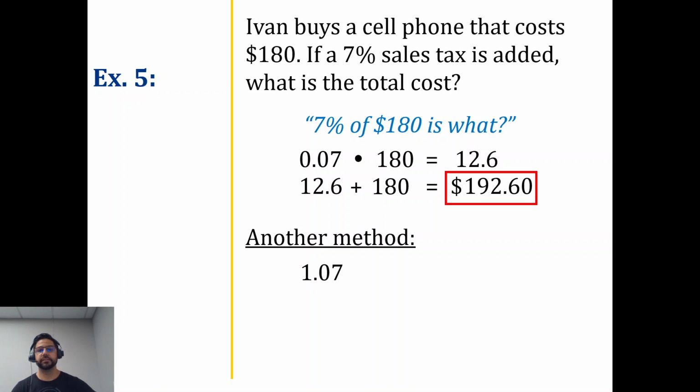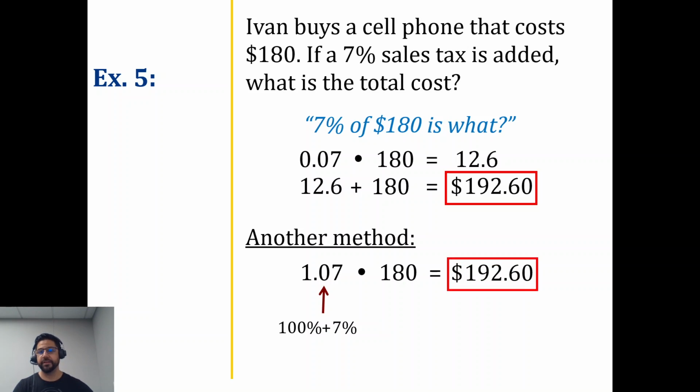Another method. The 7% added on to the original price was really 107%, so 1.07 multiplied by the 180. That'll still give you 192.60. So I personally prefer that method, but not a lot of students understand it. They understand this method better. Find the amount of tax, add the tax to the original price. That gives you your total cost.